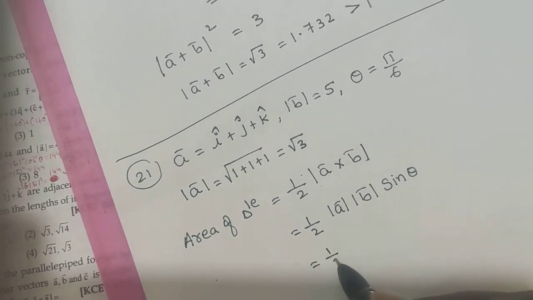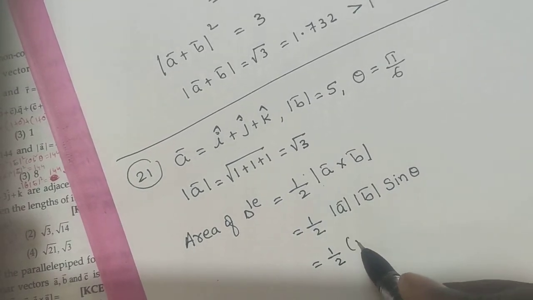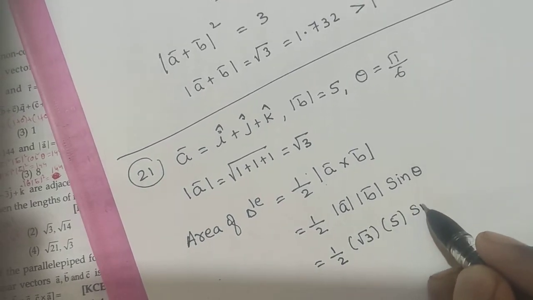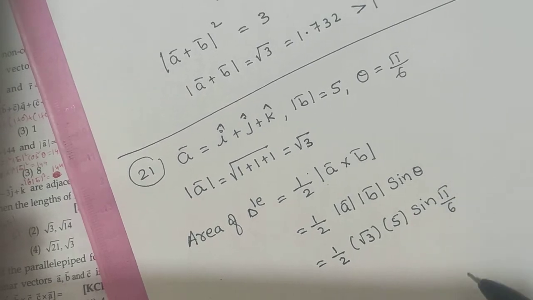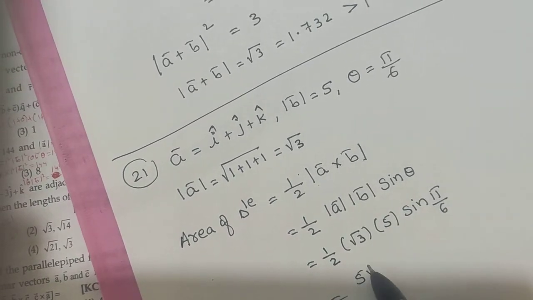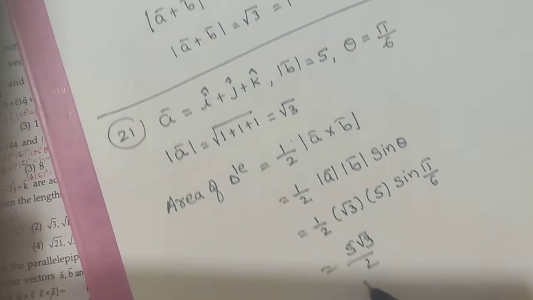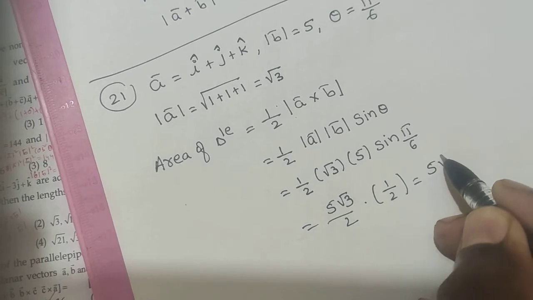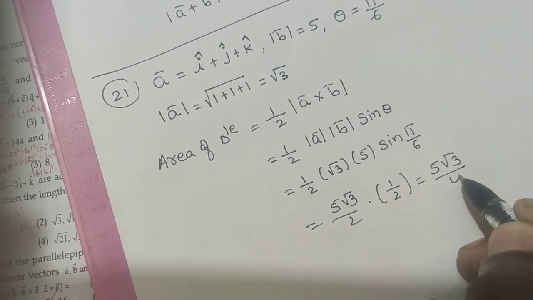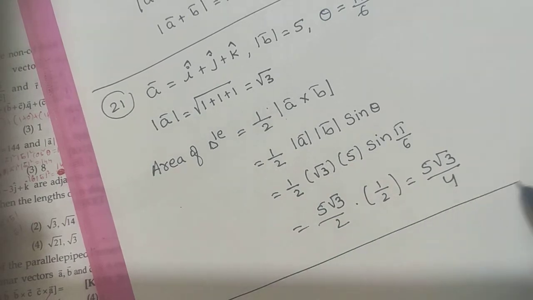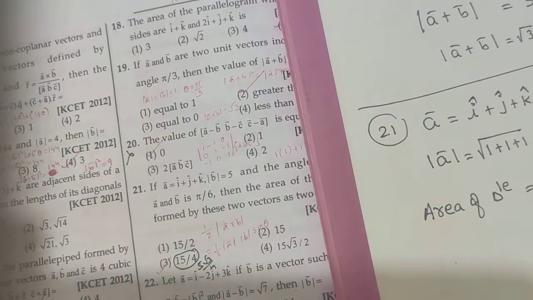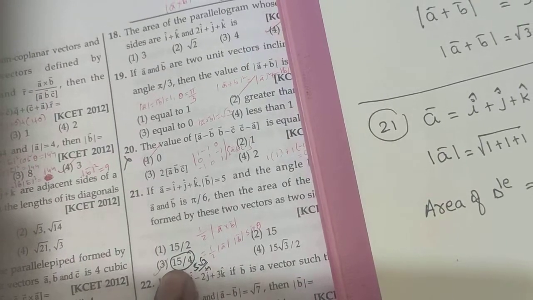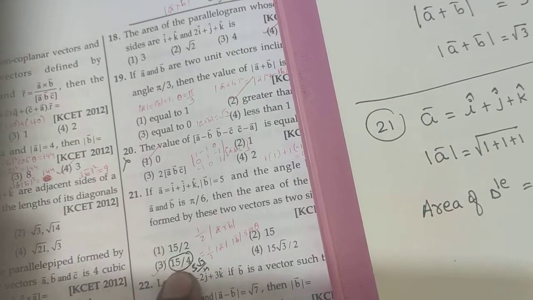That equals half into mod A bar, just now we got root 3, mod B bar is given 5, sin 30. Then 5 root 3 by 2 into sin 30 value is 1 by 2. Therefore the answer is 5 root 3 by 4. That is the answer for question number 21. But this 5 root 3 by 4 is not given in an option. The third option is given wrong. That is 15 by 4 is wrong.